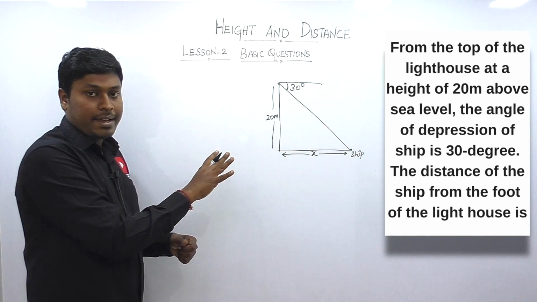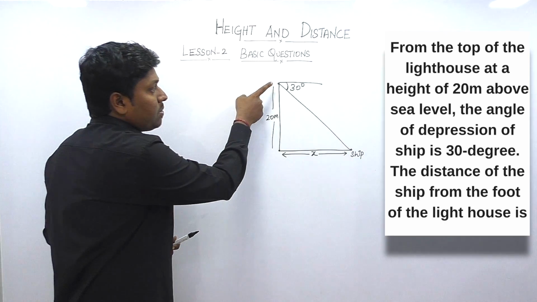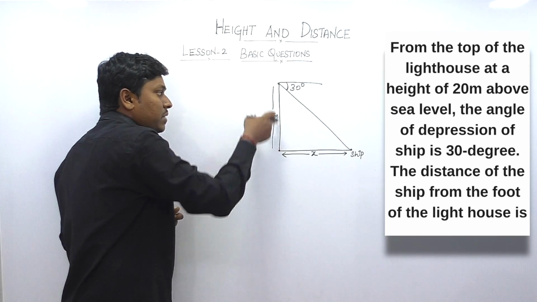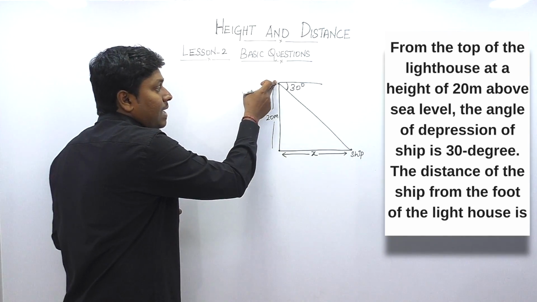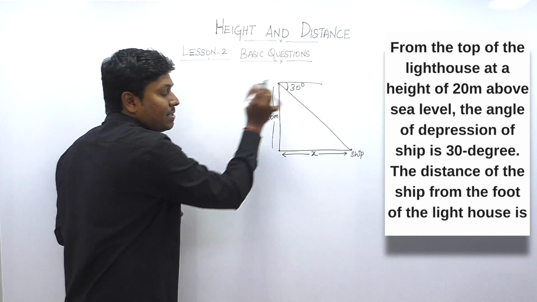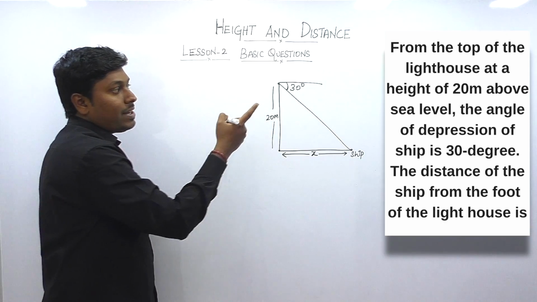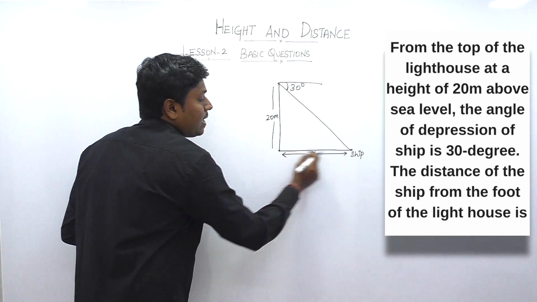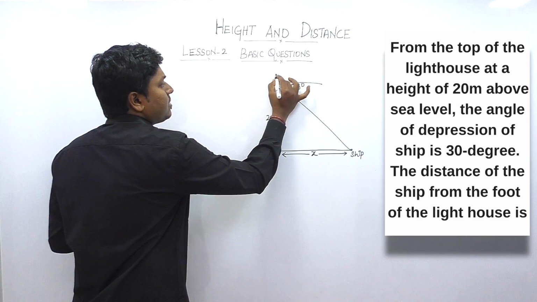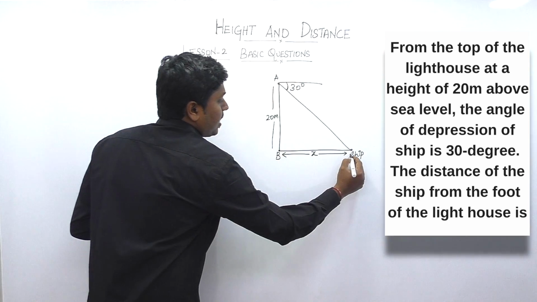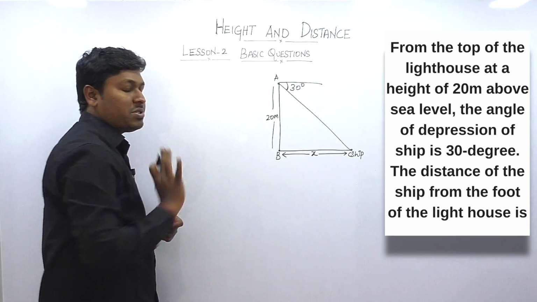So friends, understood the diagram? The diagram is most important. So read the question again. From the top of the lighthouse at a height of 20 meters, we can say that the lighthouse is 20 meter height. From the top, the angle of depression is 30 degree to the ship. Assume that there is a ship at the bottom, right? Our target is to find the distance between the ship and the foot of the lighthouse. If you want, you can write A, B and C. Our target is to find the distance BC, and the lighthouse will be AB, which is 20 meter.